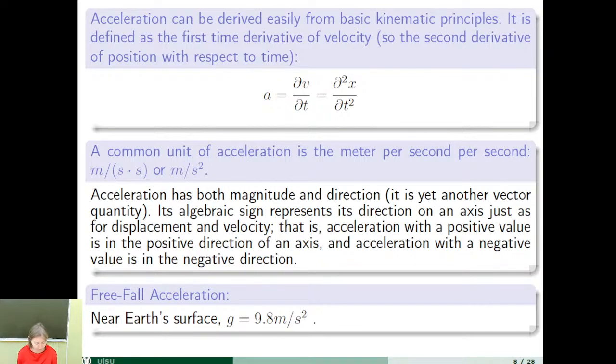Acceleration has both magnitude and direction. Its algebraic sign represents its direction on an axis, just as for displacement and velocity. That is, acceleration with a positive value is in the positive direction of an axis, and acceleration with a negative value is in the negative direction.